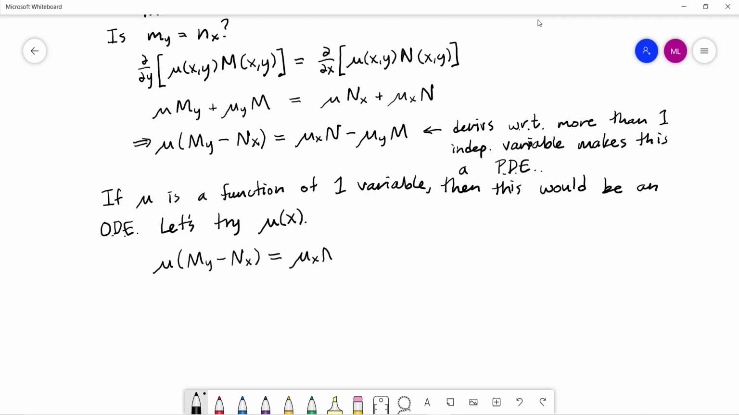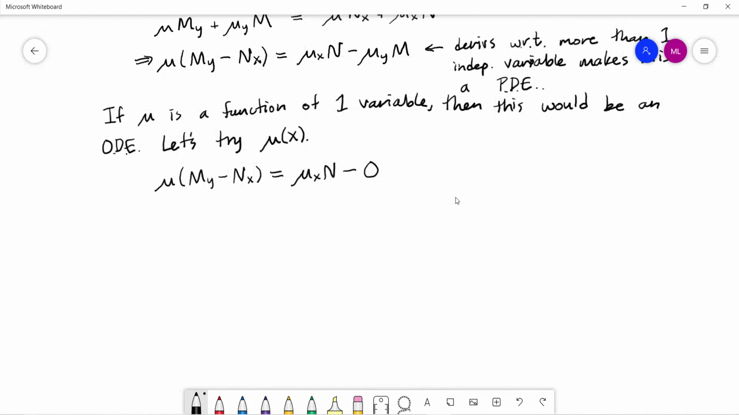Just say mu sub x times N, and this minus the other term would wind up just being minus 0, because mu sub y is 0. What happens when I take a derivative of this function with respect to y? Well, it has no dependence on y. It's a constant as far as y is concerned, and therefore its derivative would be 0. So this is the idea. And now I've got an ordinary differential equation here for mu, as long as this big mess gets some nice cancellation.